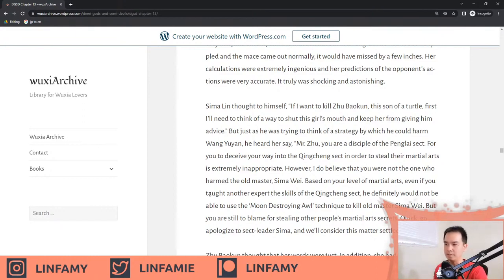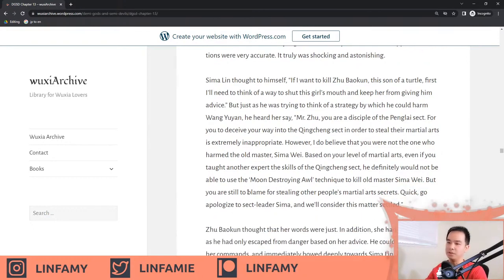"Mr. Zhu, you are a disciple of the Penglai sect. For you to deceive your way into the Qingcheng sect in order to steal their martial arts is extremely inappropriate. However, I do believe that you were not the one who harmed the old master Sima Wei. Based on your level of martial arts, even if you taught another expert the skills of the Qingcheng sect, he definitely would not be able to use the moon-destroying technique to kill old master Sima Wei. But you are still to blame for stealing other people's martial arts secrets. Quick, go apologize to the sect leader Sima, and we'll consider this matter settled."